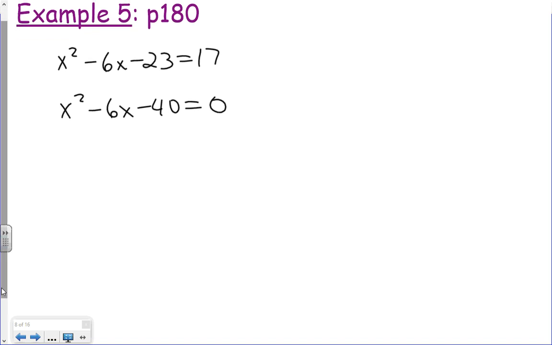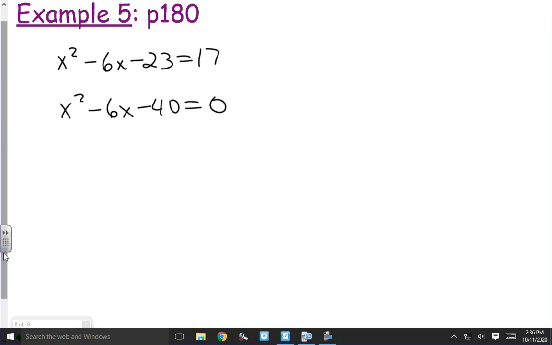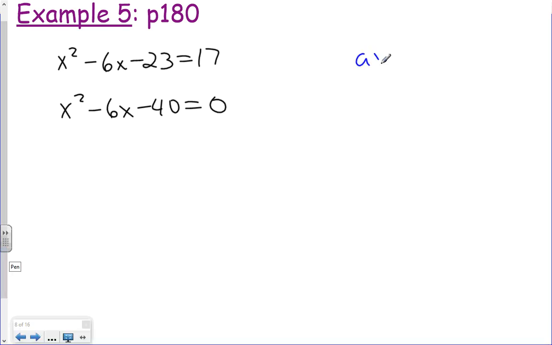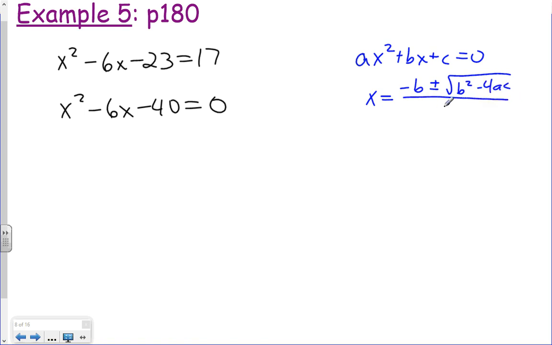And your quadratic formula, maybe I'll remind you of it over here on the right before we write it down here. If you have ax squared plus bx plus c equals 0, then we know that x is equal to a negative b plus or minus the square root of b squared minus 4ac all over 2a. There's our quadratic formula. So that's what we're going to use here to solve this.